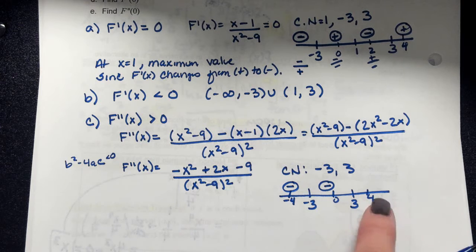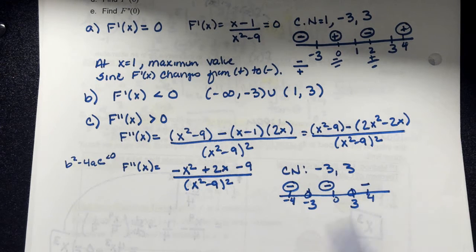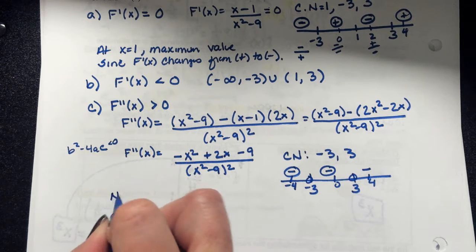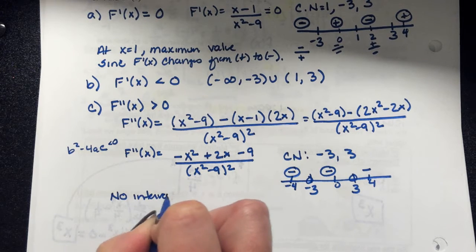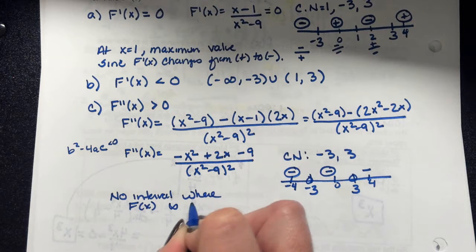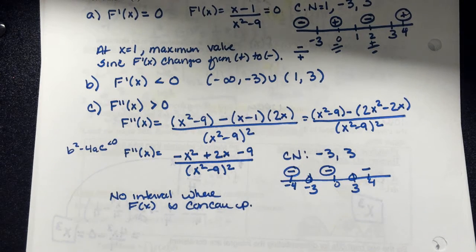So what happens greater than 3? It's still what? Negative. What's the question asking me for? Intervals of what? Concave up. Is there any place where f of x is concave up? No. So there's no interval where f of x is concave up, because there's no place where f double prime is going to be greater than 0.